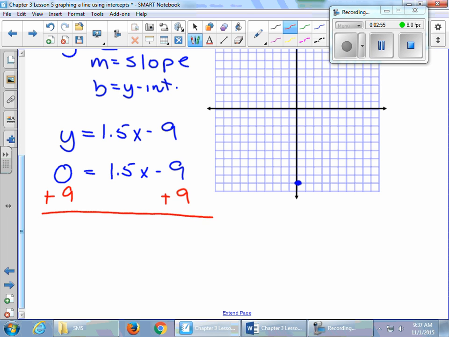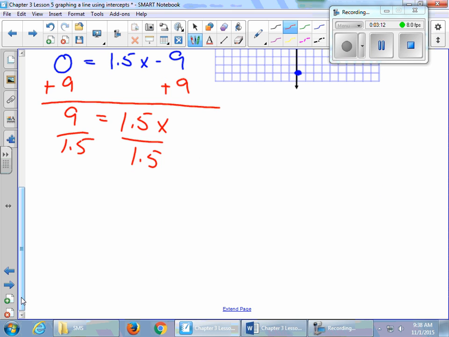As I told you, remember, we're going to build on everything that we have learned. So equations are going to be a big part of everything we do from now on. That's 9. And then our last step, we divide each side by 1.5. And that's going to get us x equals 6.